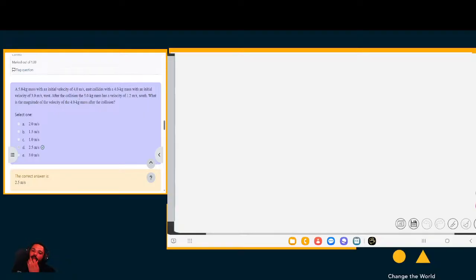After the collision, the 5 kilogram mass has a velocity of 1.2 meters south. What's the magnitude of the velocity of the 4 kilogram mass after the collision? Okay, so this is a collision problem.